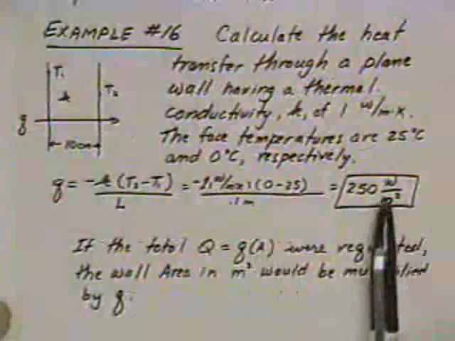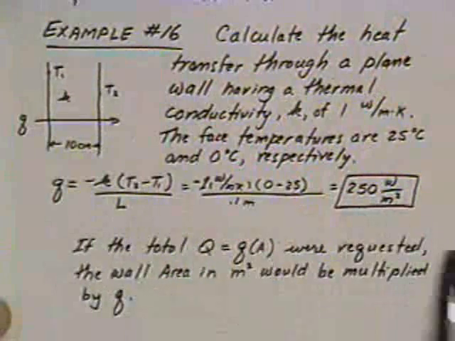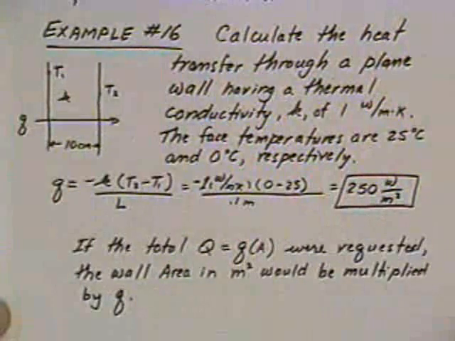And so you multiply the area, 25, times the heat flux on a per unit area basis to get the total heat transfer through the wall. And that, of course, would be really important if you were doing an analysis of your heat losses through a house or building or something like this.